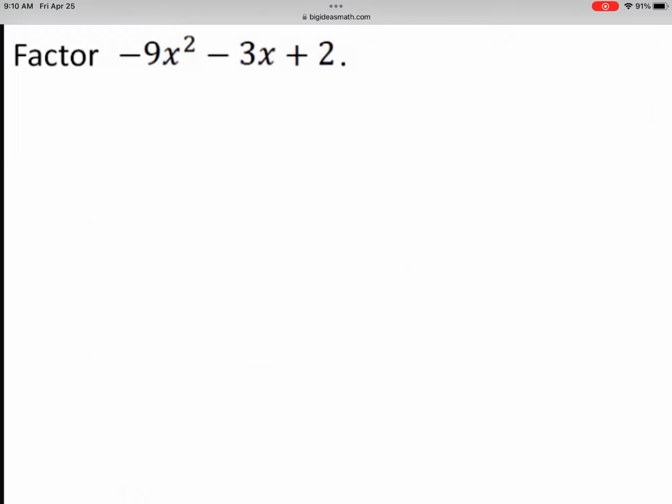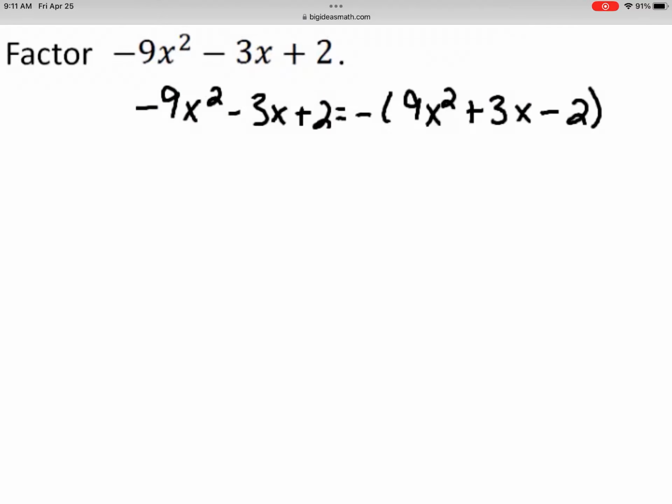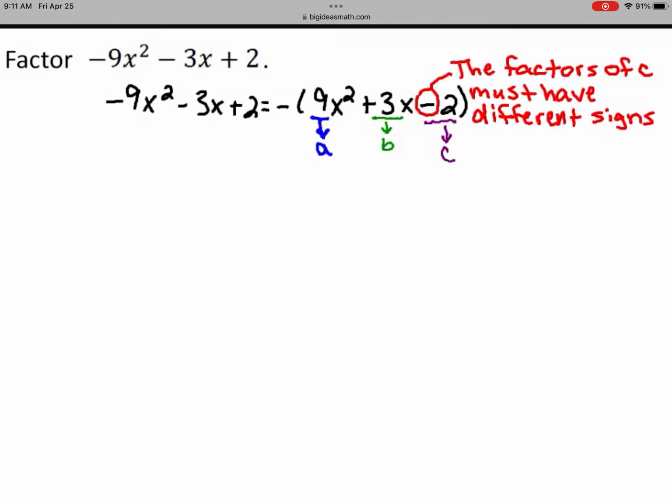Factor -9x squared minus 3x plus 2. Begin by factoring -1 from each term of the trinomial. 9x squared plus 3x minus 2 is of the form ax squared plus bx plus c, where a is 9, b is 3, and c is -2. Because c is negative, the factors of c must have different signs.